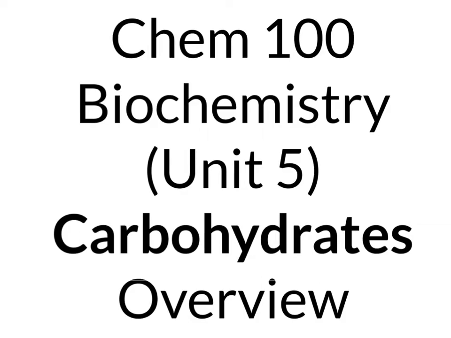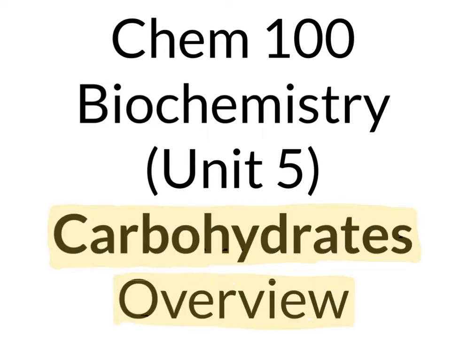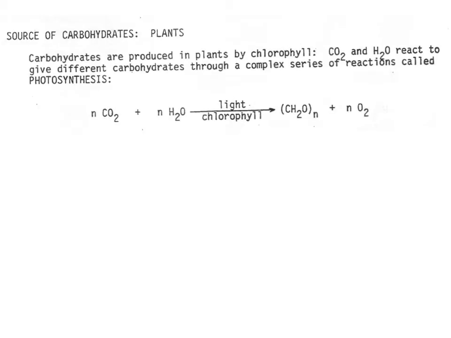Now we're going to work on carbohydrates, and we're just going to do a quick overview of some of the classes that are used in the carbohydrate chemistry. The source of carbohydrates on Earth is plants. Plants convert carbon dioxide into the carbohydrates using the light from the sun using a process called photosynthesis.